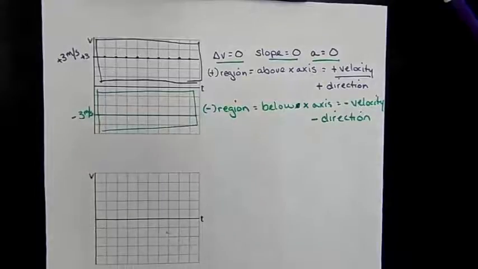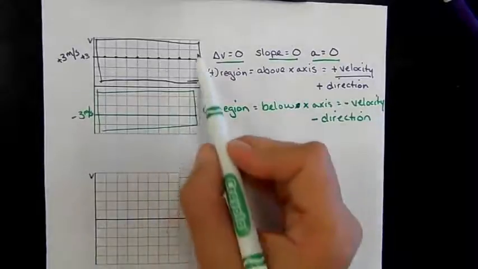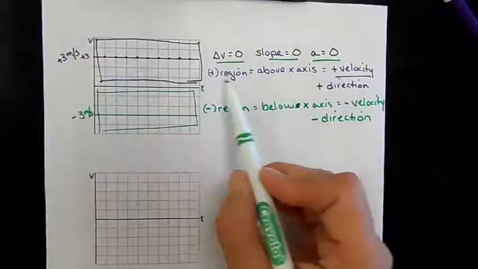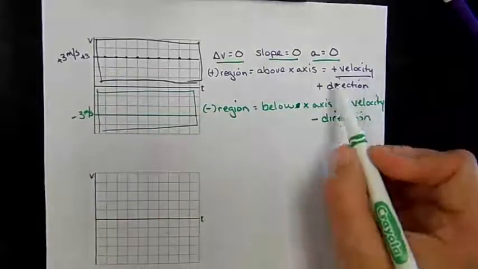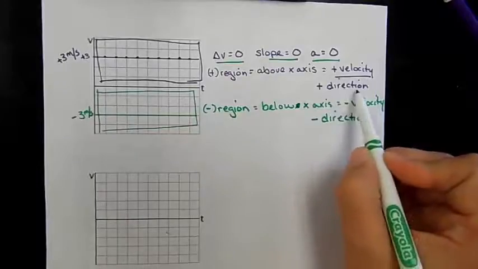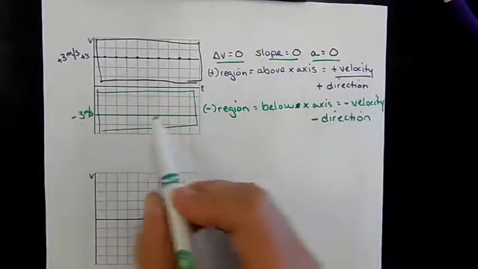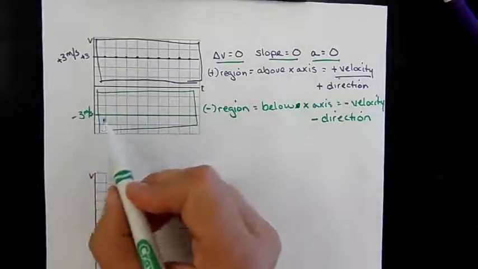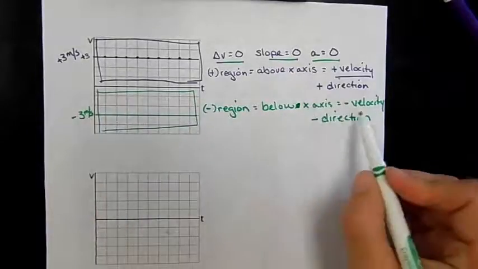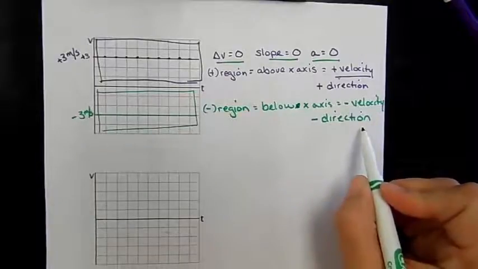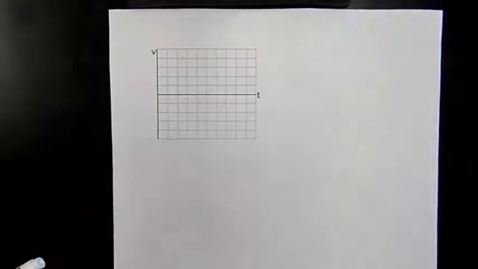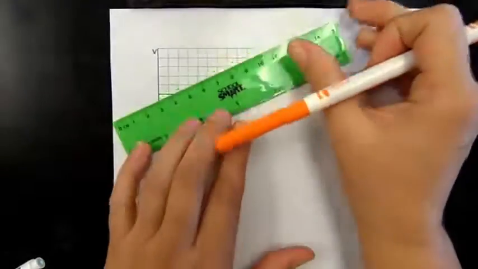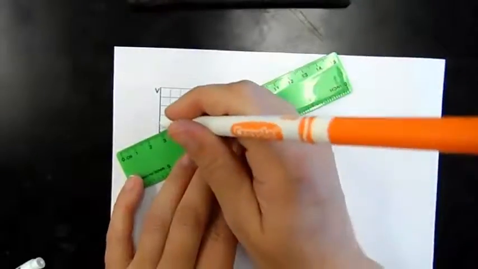So when you look at a velocity time graph, if the line is in this positive region of the graph, it's a positive velocity and we're moving in a positive direction. If the line is in this negative region of the graph, we have a negative velocity and we're moving in the negative direction. Now we can take that and apply it a little bit more. So what if we have a line that looks something like this?